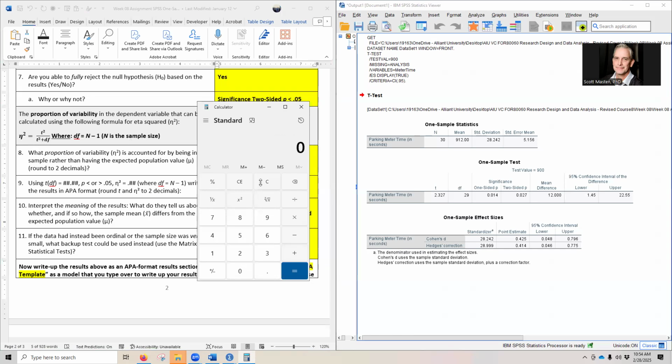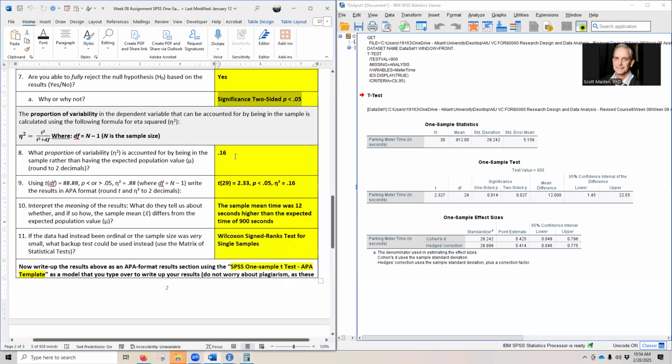And then we just have to get the numerator, which is the t again, squared. So 2.327 squared. I'm going to divide it by that number I just wrote down for the denominator, 34.4149. And that's 0.157, etc., which if you rounded it, is 0.16. That's why the answer is 0.16. If you turn it into a percent, that's 16% of the variability accounted for.